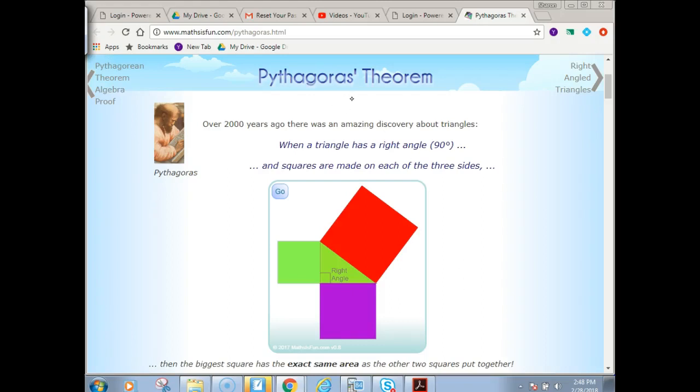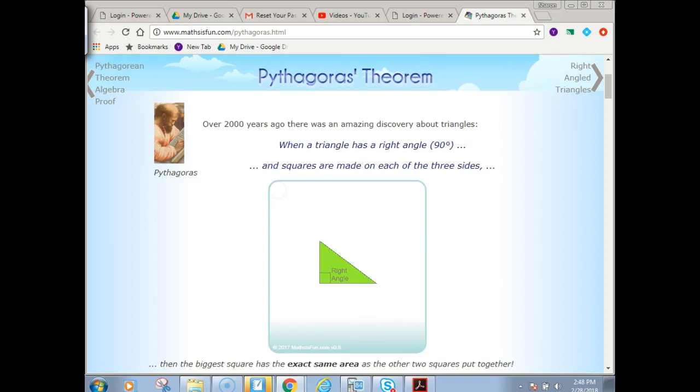So Pythagoras was a guy, and he discovered this theorem over 2,000 years ago. He discovered that when a triangle has a right angle in it, a 90-degree angle, and squares are made on each of the three sides, notice this square is bigger than that one, and this is the smallest of all over here.